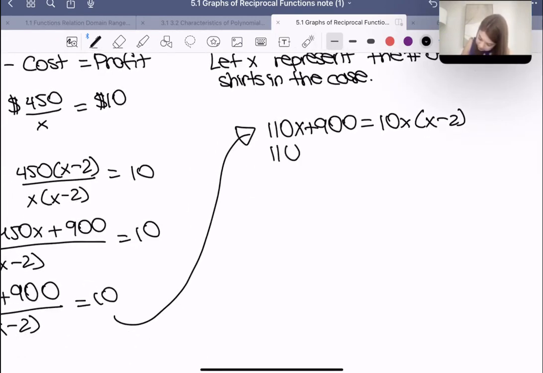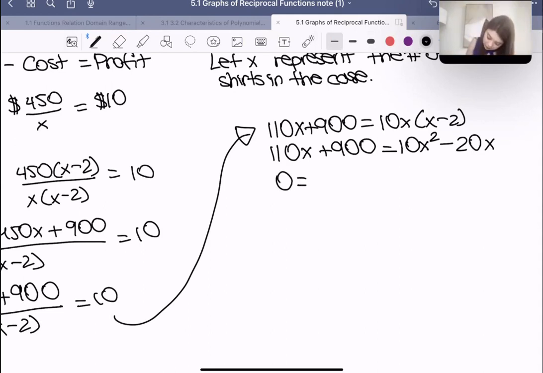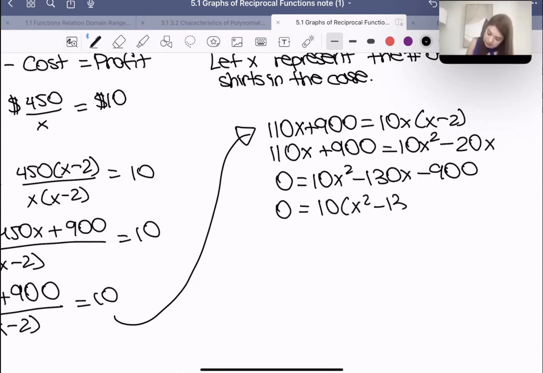And then let's expand that out. And we get 10x squared minus what? Minus 20x. Amazing. And then we're going to get 0 equals 10x squared minus 130x minus 900. And then we're going to factor out the 10. So we're going to get 10 times x squared minus 13x minus 90. And then we're going to factor this further. So we're just going to factor this quadratic.